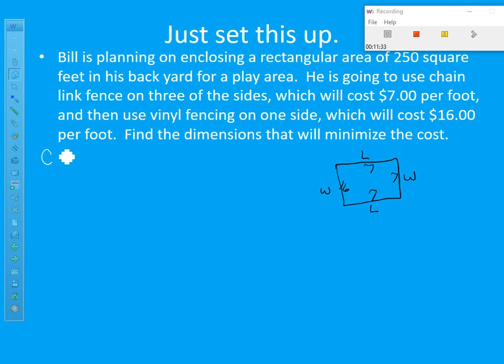My constraint equation is the 250 square feet that I have. Well, the area of that rectangle is still length times width is 250. Notice that there's no cost in the constraint equation.